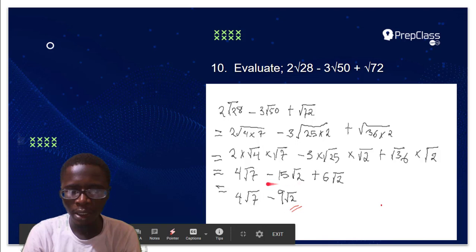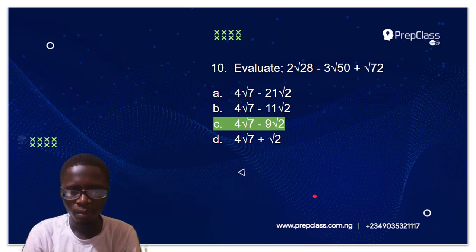So as you can see here, this surd is a bit different from this. So we need to operate on these like terms and leave this alone. So I have 4 root 7 minus 15 root 2 plus 6 root 2. So this is just saying minus 15 plus 6, and that will give us minus 9. Then we'll put the unit of our root 2. So our final answer is going to give us 4 root 7 minus 9 root 2. And this, as you can see, is option C.